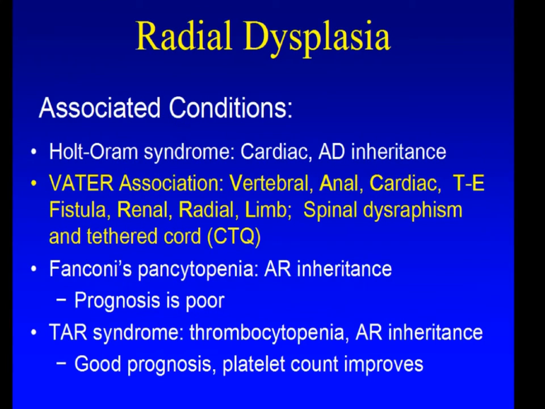The associated conditions that are common with radial dysplasia include Holt-Oram syndrome, or Holt-Oram, depending on who you ask. This is a cardiac problem. It's referred to as hand-heart syndrome, so they usually have a VSD or an ASD in addition to the hand abnormality. And that is inherited in an autosomal dominant fashion.